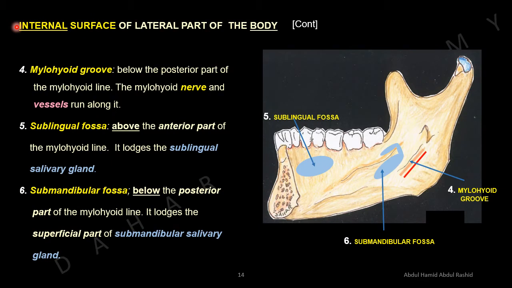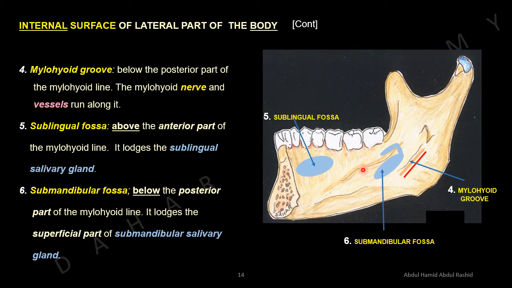Internal surface of the lateral part of the body. Continuation. We are looking at the same diagram here. This is the internal surface of the body of the right half of the mandible. This is the mylohyoid line we have already mentioned earlier. Now, behind the posterior end of the mylohyoid line, there is a small groove called the mylohyoid groove. Along this groove, the mylohyoid nerve and vessels run downwards and forwards.